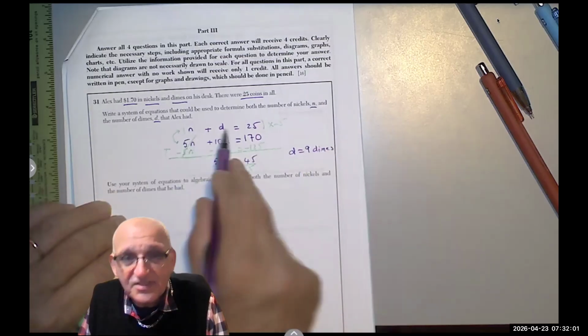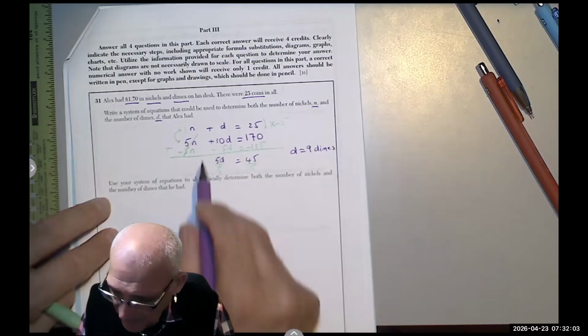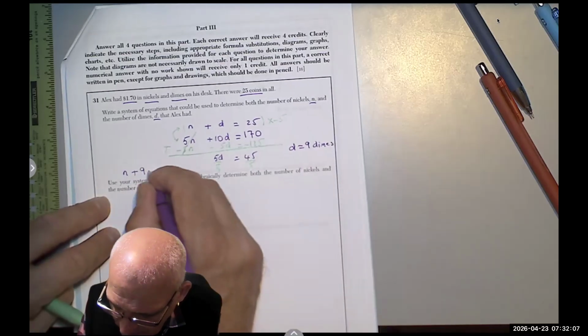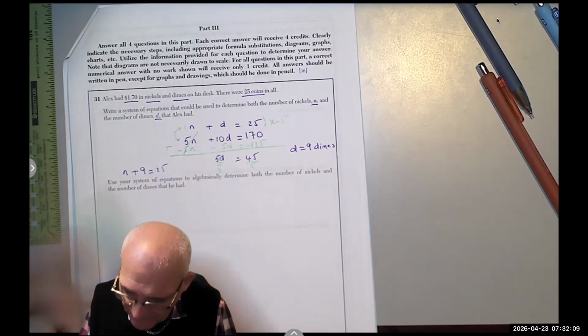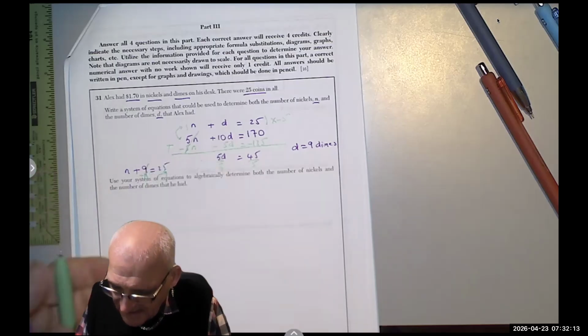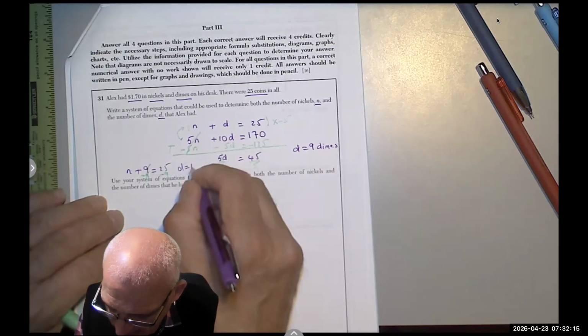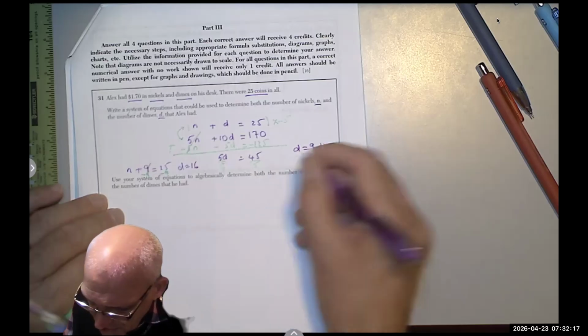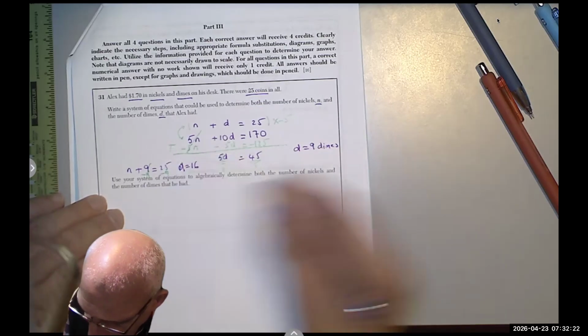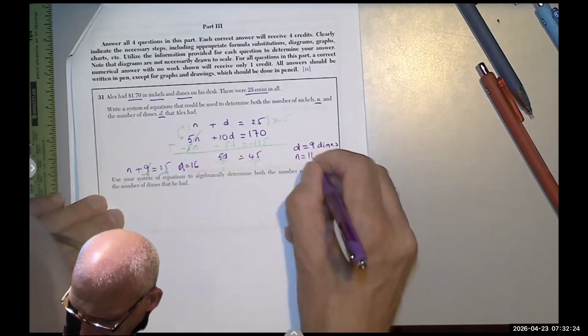I can go and substitute in the first equation. N plus D, which is 9, equals 25. Subtracting 9 from both sides, it gives me 16. Oh, I'm sorry, did I say D, not N? N equals 16 nickels.